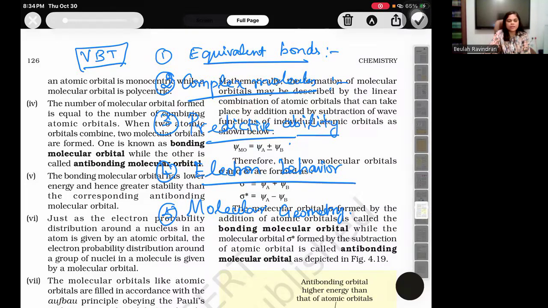The next one, the sixth one, is energy levels. This is also very important. There is some insufficiency in VBT theory in providing an accurate depiction of energy levels.